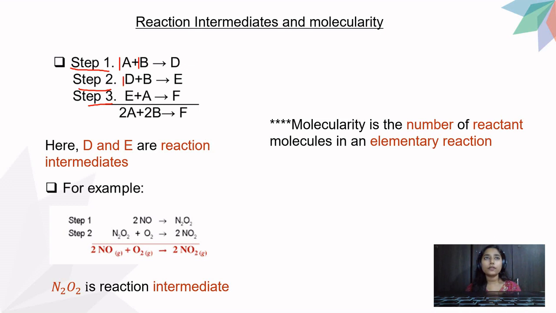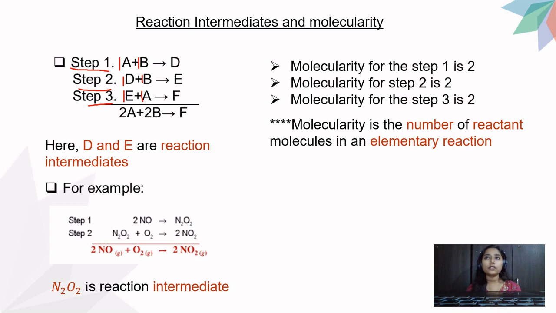Similarly, one molecule of D and one molecule of B makes up to be two molecules. One molecule of E and one molecule of A comes up to be 2. So the molecularity of the first step is 2, for the second step it is also 2, and for the third step it is also 2. So molecularity is nothing but the number of reactant molecules in an elementary reaction.